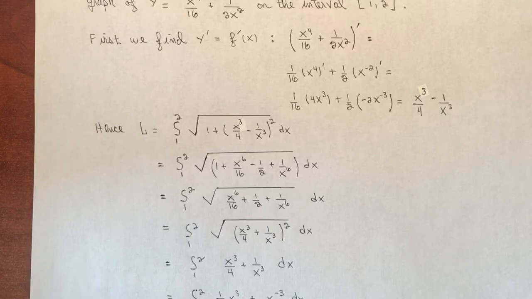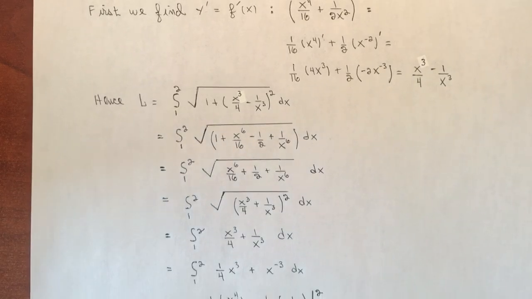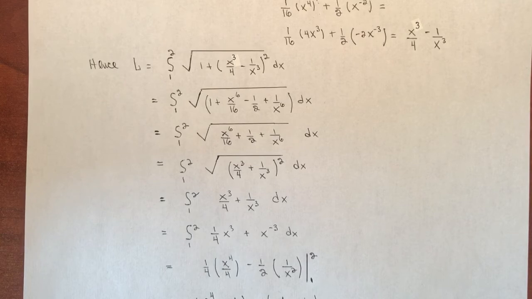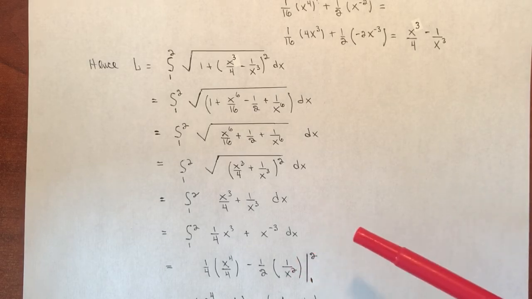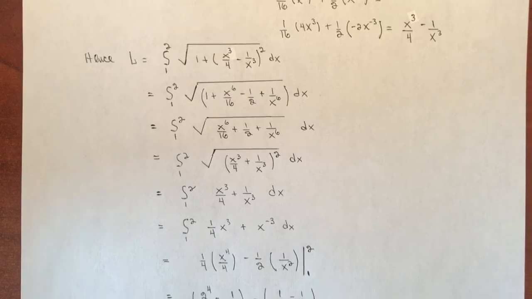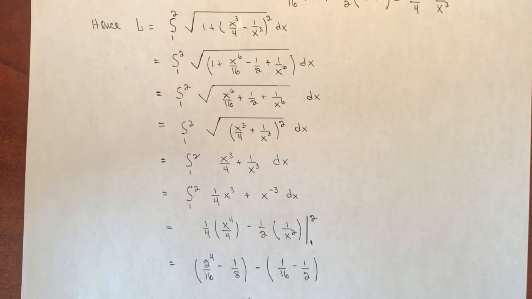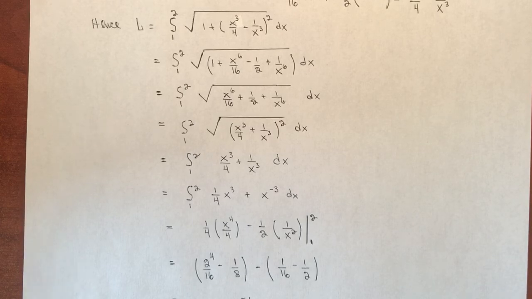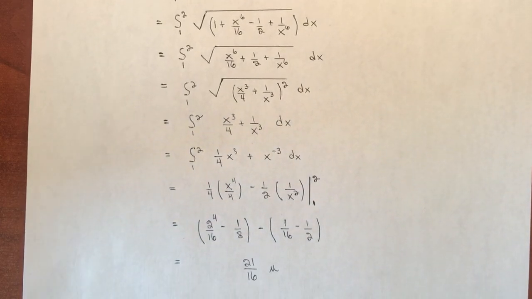That is the integral from 1 to 2 of x cubed over 4 plus 1 over x cubed. So that integral actually gives us a quarter x to the 4 over 4 plus, well, the integral of x to the minus 3 is minus 1/2 times 1 over x squared. The bounds are 1 to 2. Plug in the upper bound, plug in the lower bound, you get 2 to the 4 over 16 minus 1 over 8 minus 1 over 16 minus a half. Evaluating these fractions gives us a relatively nice answer to be 21 over 16 units.